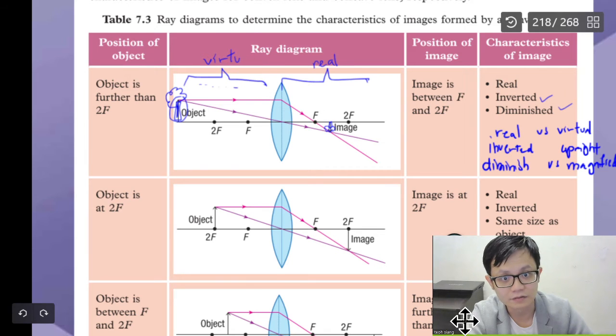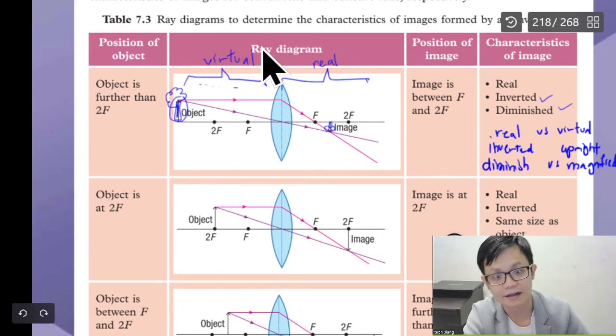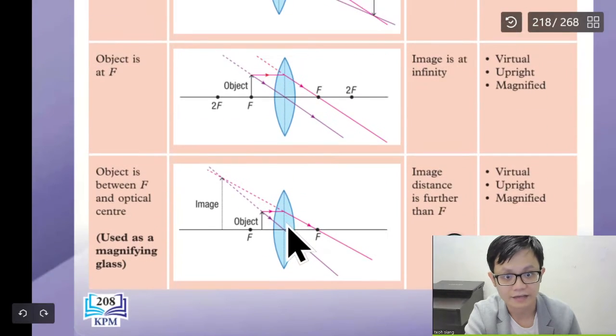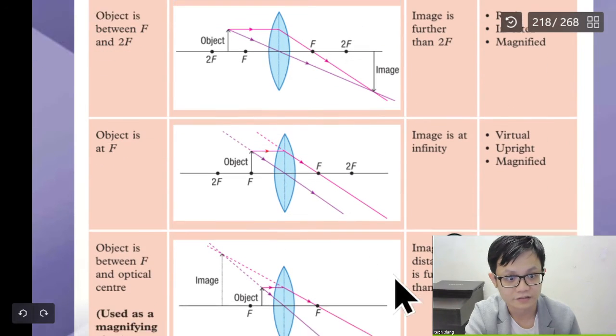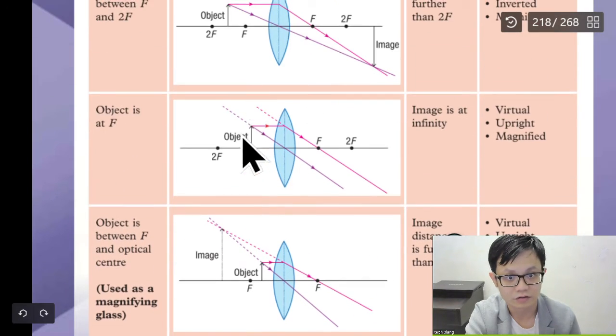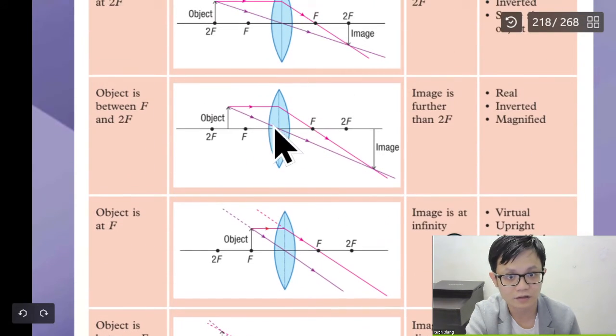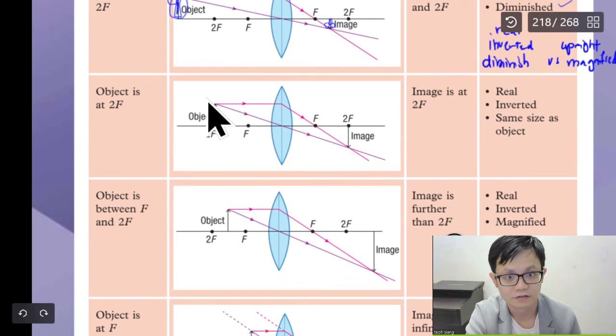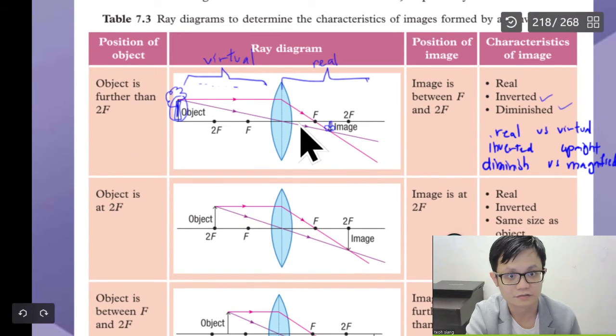For example, we can see here dot dot dot, you see, virtual. Dot dot dot line, virtual. No dot dot, real. No dot dot line, real.